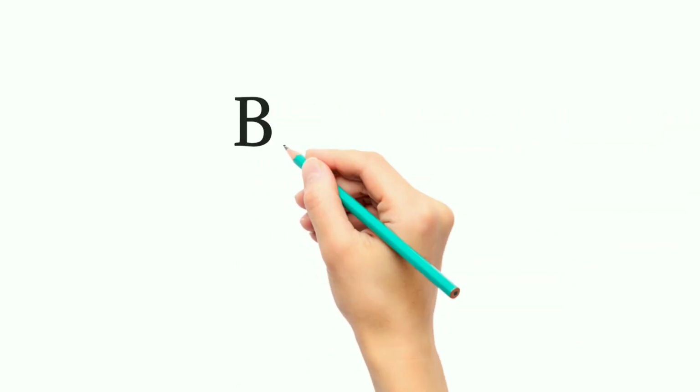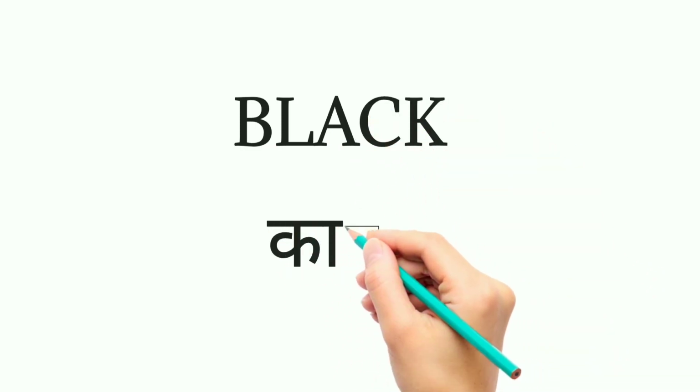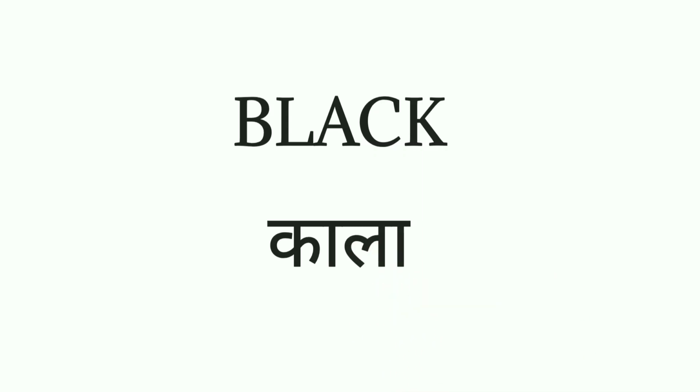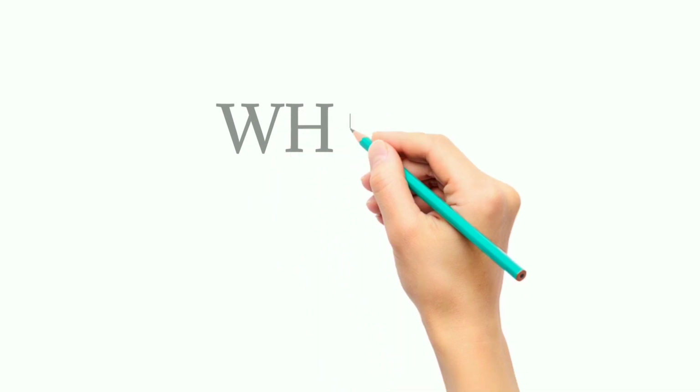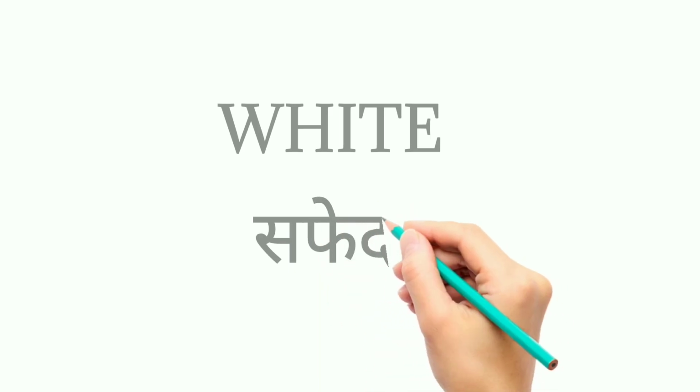Next color is black. For black, it is kala in Hindi. Okay, children. For black, it is kala in Hindi. Next color is white. For white, it is safed in Hindi. Okay, children. For white, it is safed in Hindi.